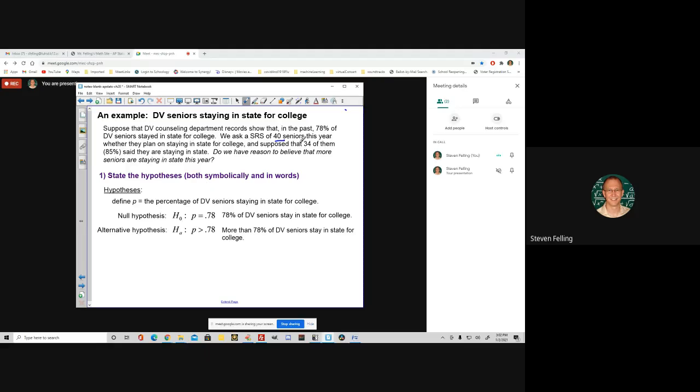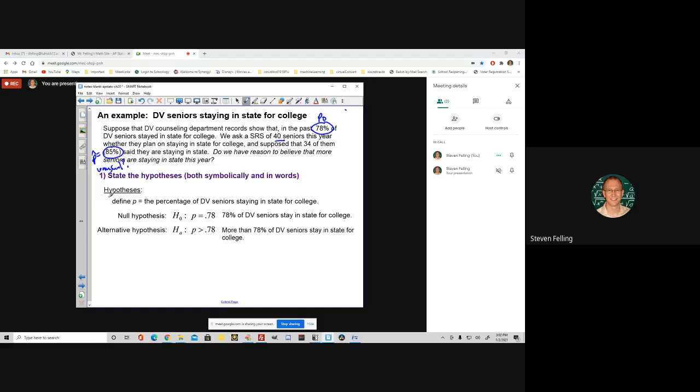And suppose that 34 of them, which is 85% of them, said they are staying in state, right? Historically, it was 78%. This year, it's 85%. Do we have reason to believe that more seniors are staying in state? Well, definitely this value here, which would be our p hat value in our sample from this year, is higher than what we've seen historically, right? So to determine if that's really unusual, we're going to let the null hypothesis percentage be the historic value, 78%. And let's see whether or not this value is unusual.